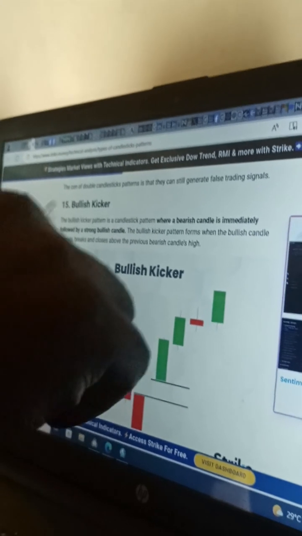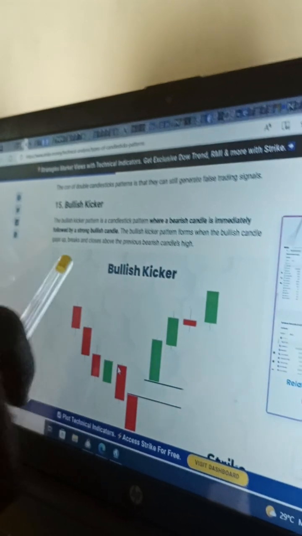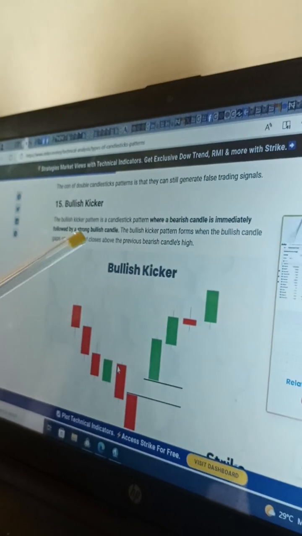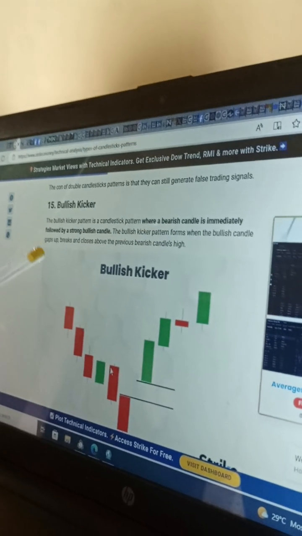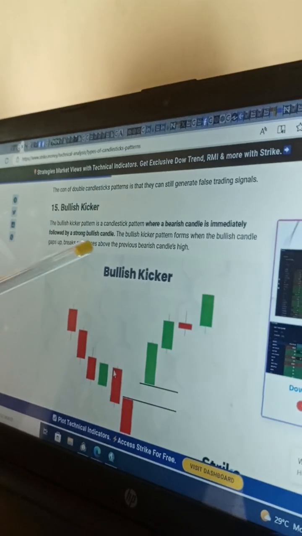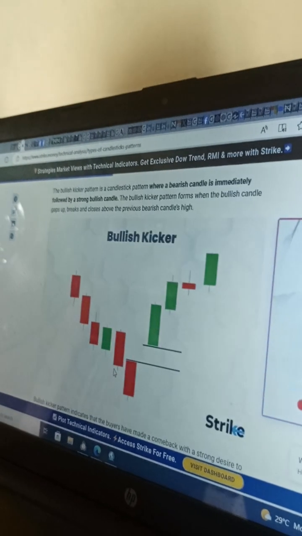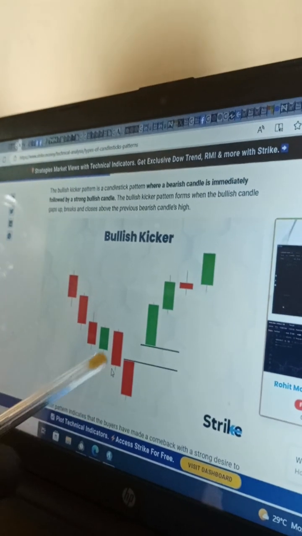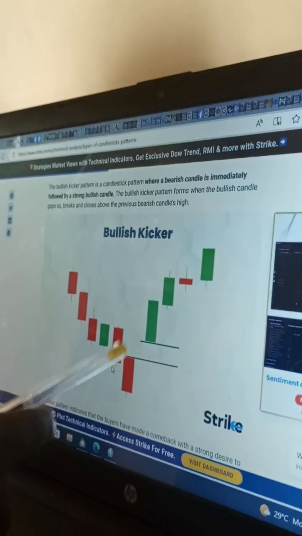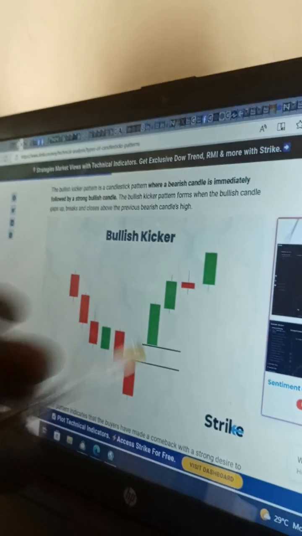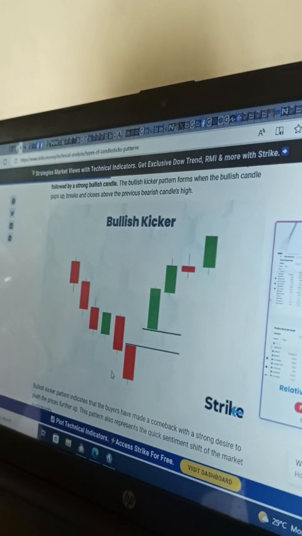Bullish kicker pattern is a candlestick pattern where a bearish candle is immediately followed by a strong bullish candle. The bullish kicker pattern forms when the bullish candle gaps up, breaks and closes above the previous bearish candle. So you see there's a strong bearish candle here, but suddenly there is a gap before we had a bullish candle. So this is a bullish kicker. When you see something like this, know that we're about to go into the bullish trend.